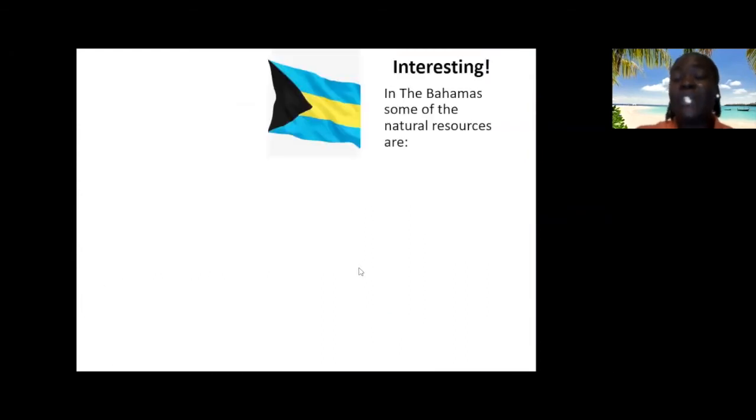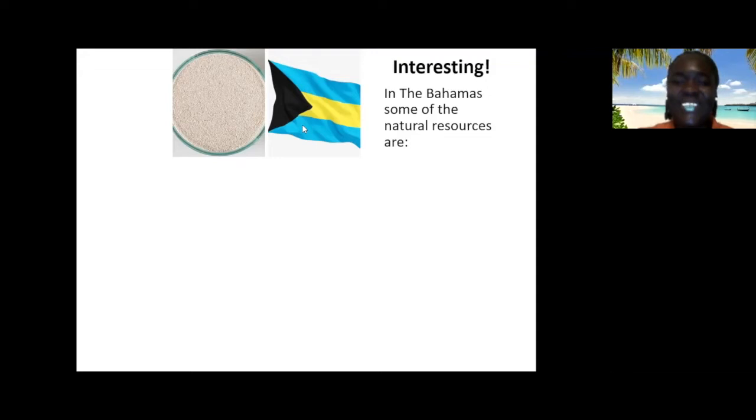Now, let's learn some little interesting facts in the Bahamas. We have some of our own natural resources right here, all right, that we must try to preserve, okay? And so who can tell me what they think that is? What do you think this is? Let's see, we have a response. Sand.